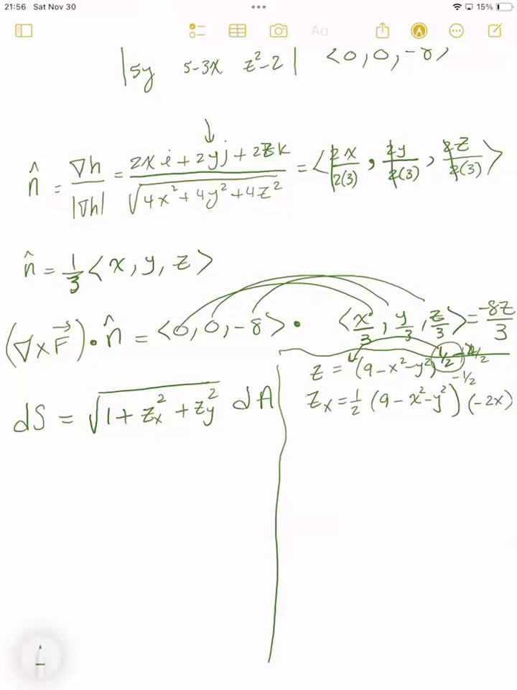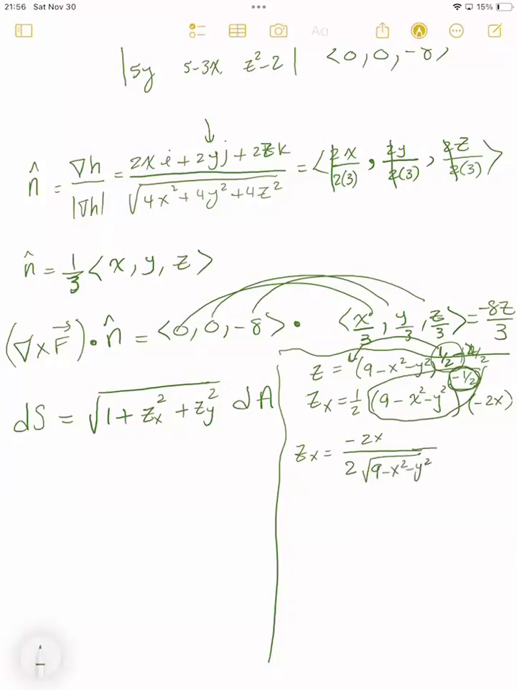Derivative of 9 is 0. Derivative of negative y squared with respect to x is 0. Derivative of negative x squared is negative 2x. So then the partial of z with respect to x is minus 2x on the top, 2 is in the denominator, and since I have a negative 1/2 exponent, this factor goes into the bottom.